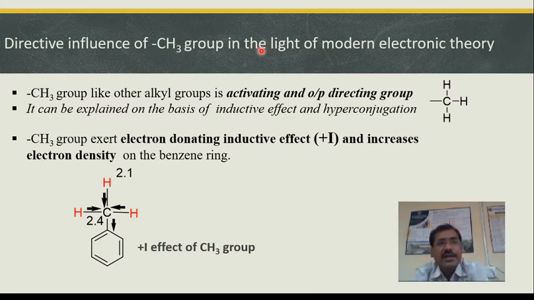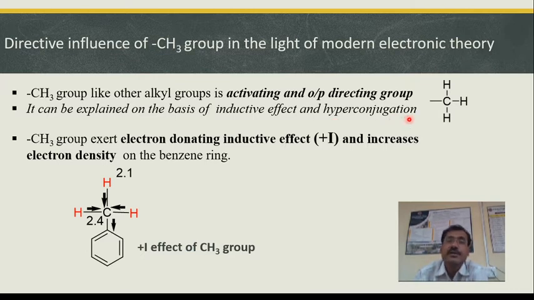We have to see the directive influence of four different groups. First of all, we will see the CH3 group. You have to keep this picture in your mind that the CH3 group is a carbon bonded to three hydrogens and bonded to the aromatic ring through this bond. Now, looking at the structure of the group, you know that there is no lone pair of electrons in it. What it has is only sigma bonds. So when only sigma bonds are present, then the possibility of inductive effect and hyperconjugation is to be kept in mind.